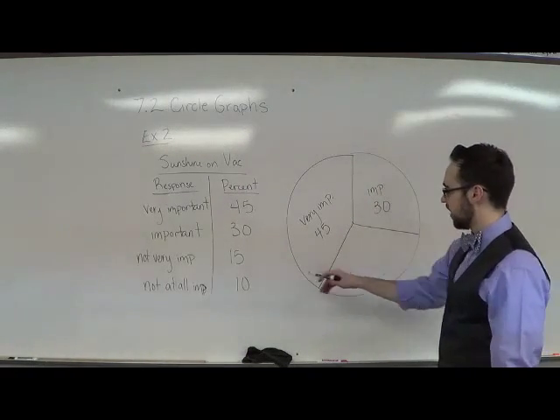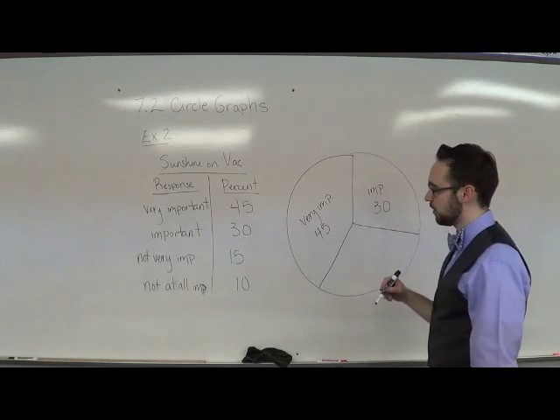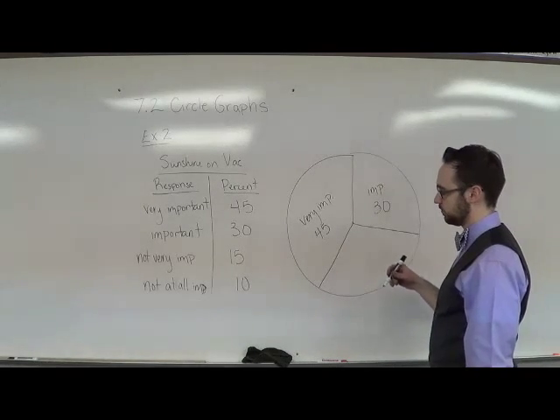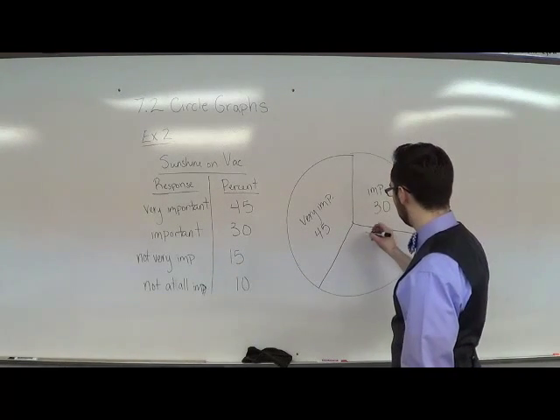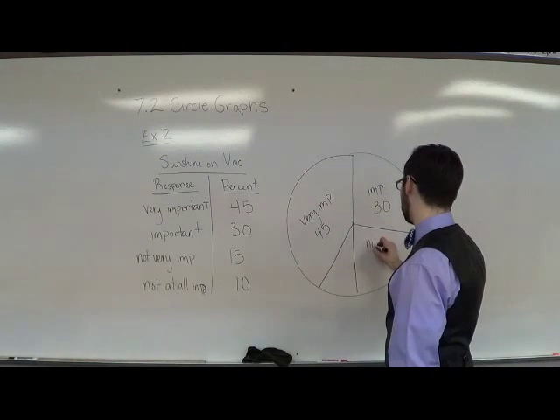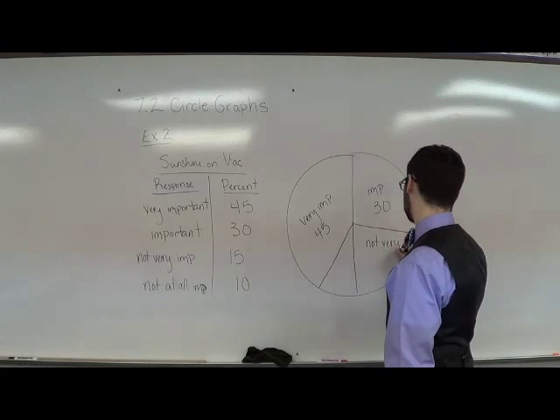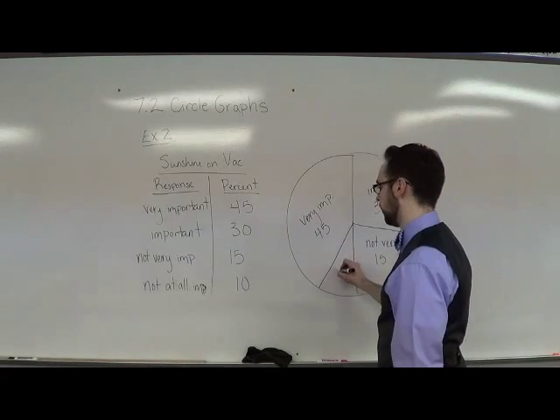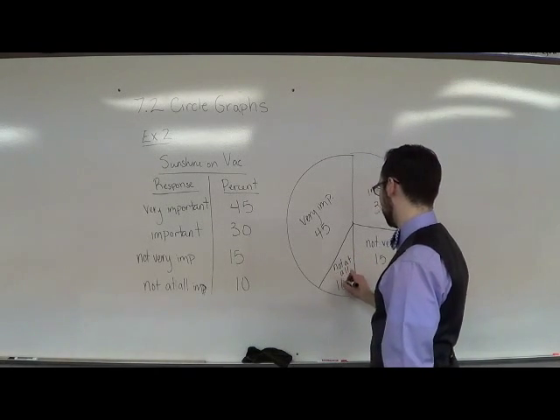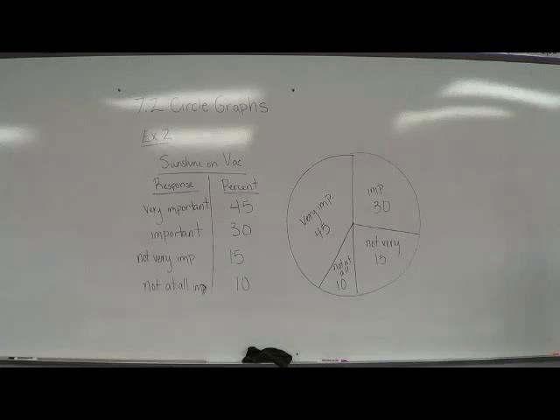And now notice we have that extra 15 and 10, so you want to make sure the not very is more than the not at all. So we're going to have one section that's a little bigger than the other. This is not very, which is 15, and then we have not at all for 10. Again, they're not going to be exact. You just want to make sure that there's a difference between the 45, the 30, the 15, and the 10, because this is just a sketch.